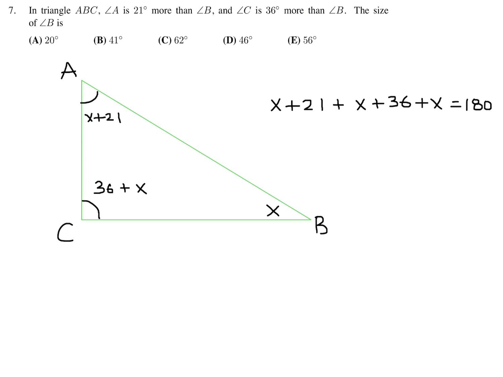So therefore, we've got 3x plus 57 is equal to 180. And therefore, 3x is equal to 123. And dividing by 3, you get x equal to 41. And that is the value for angle B. So number 7, the answer is B.